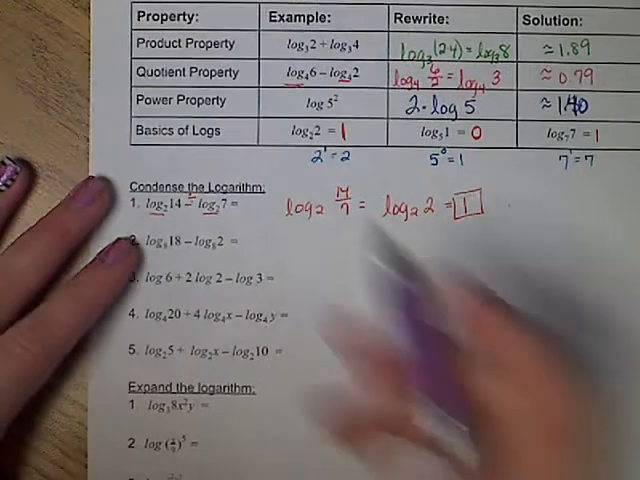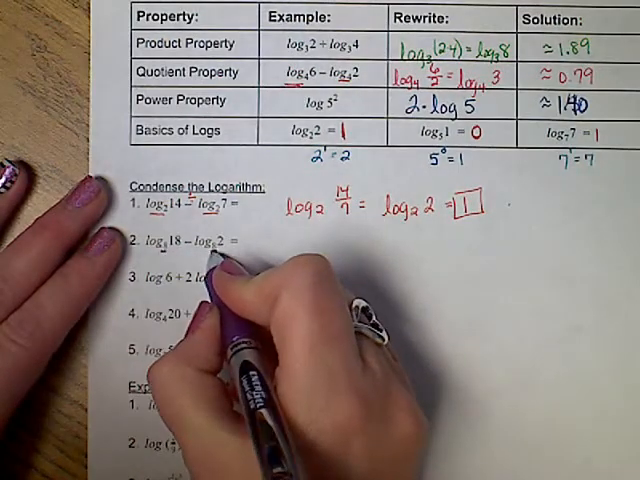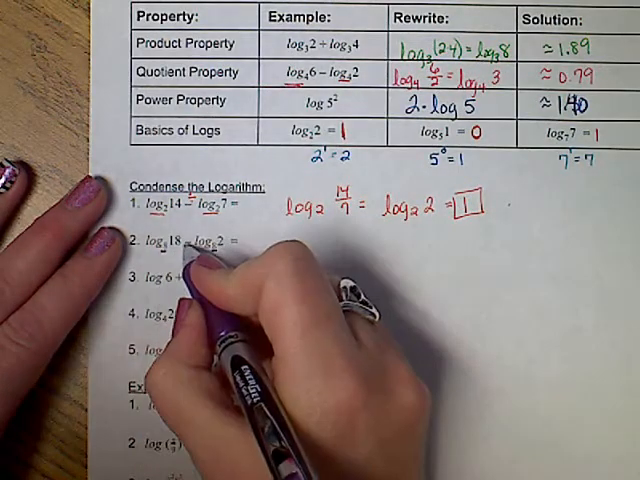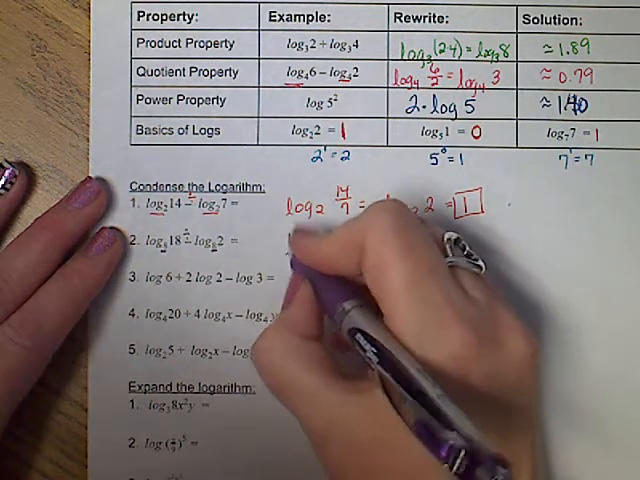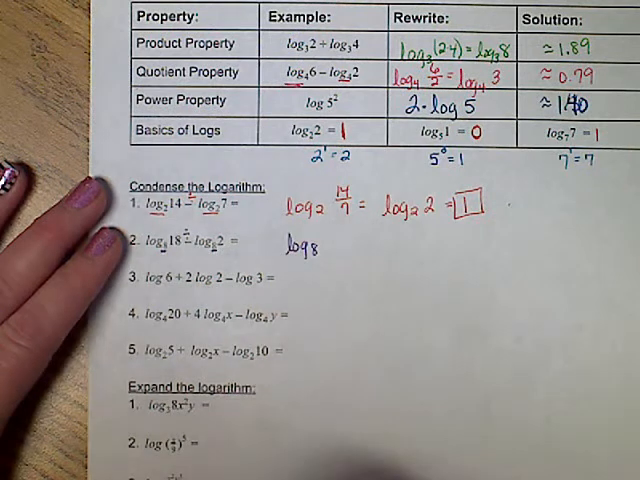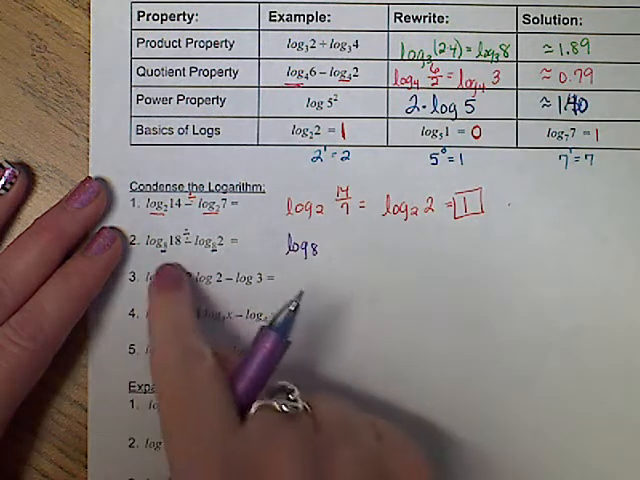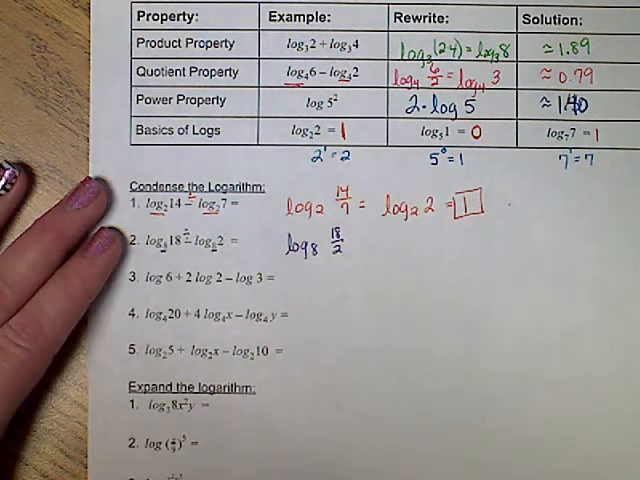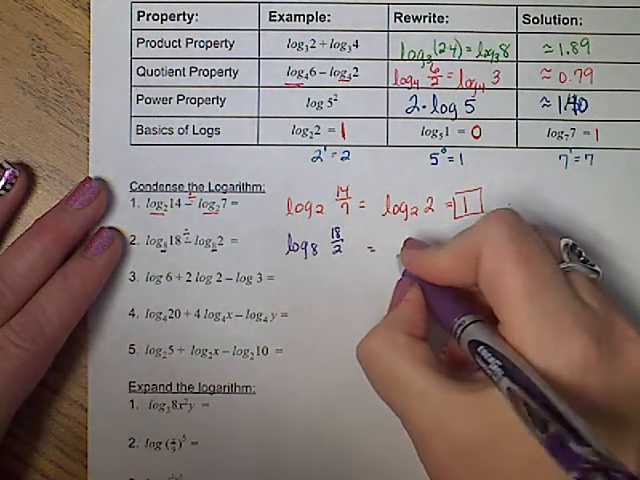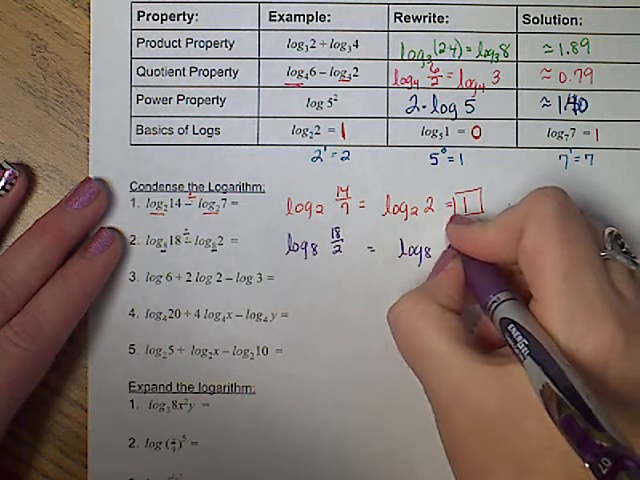The second one, our bases are now 8. It's still subtraction, so we're going to be dividing. So I'm going to write log base 8 only one time. Condense, make it smaller. Write it once. I've got 18 divided by 2. So my answer is going to be log base 8 of 9.